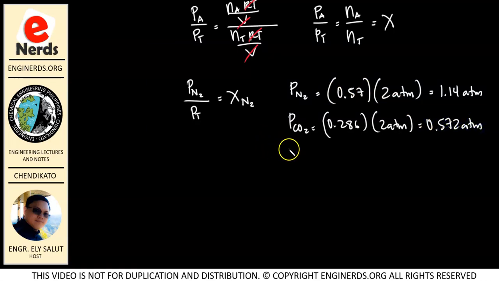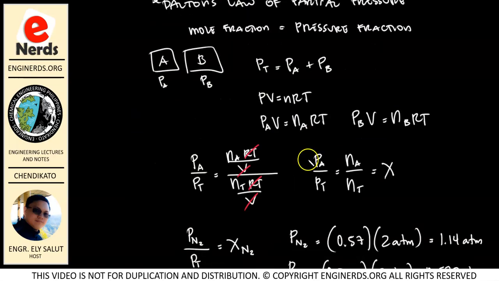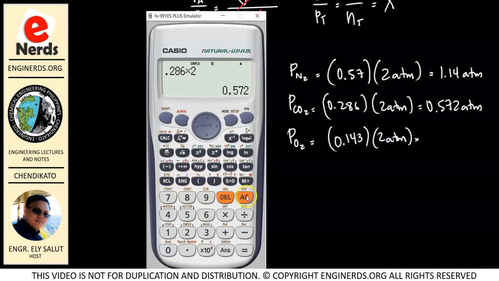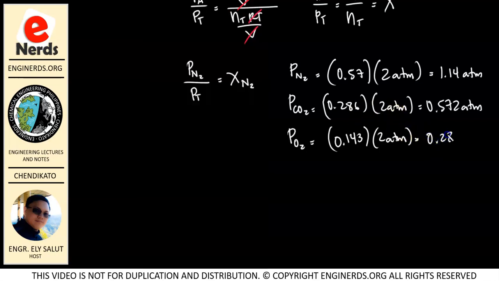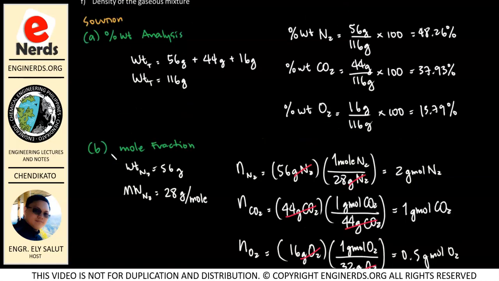And for the partial pressure of O2, 0.143. Tama ba? Lang natandaan ko eh. 0.143. Okay, tama. Times 2 atmosphere. So, this is equal to 0.143 times 2 atmosphere, 0.286 atmosphere. Okay, so nakuha na natin yung partial pressure ng bawat isang gas natin dito sa ating mixture. Okay, so nasagutan na natin yung D. Now, let's go to E.